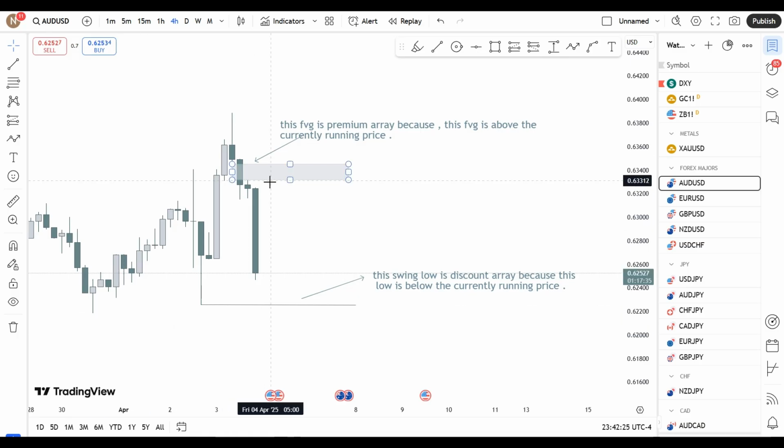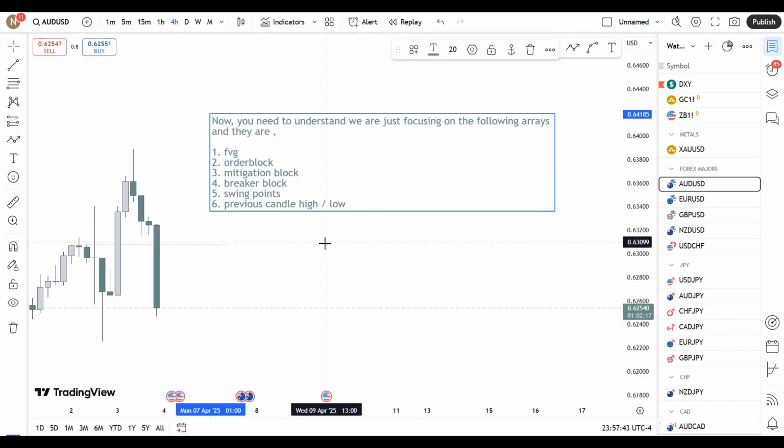For example, this fair value gap is a premium array because this fair value gap is above the currently running price, and this swing low is a discount array because this swing low is below the currently running price. Now you need to understand we are just focusing on the following arrays: fair value gap, order block, mitigation block, breaker block, swing points, and previous candle highs and previous candle lows.